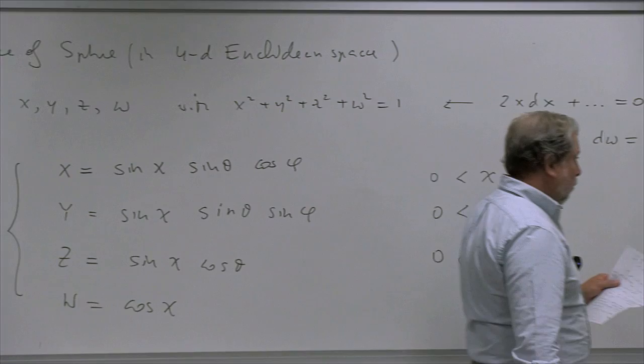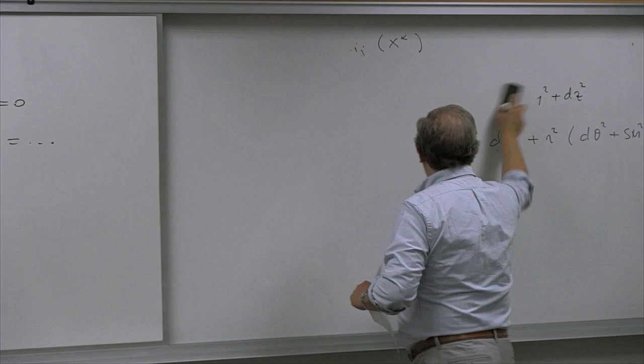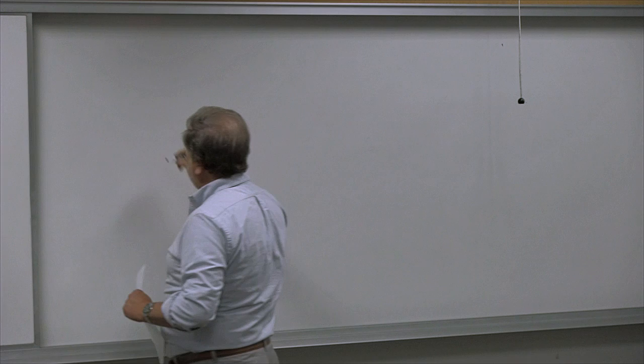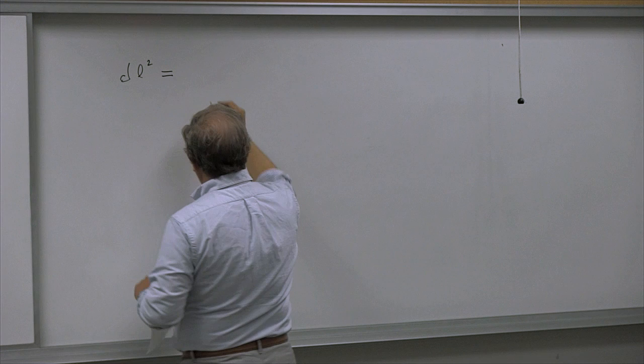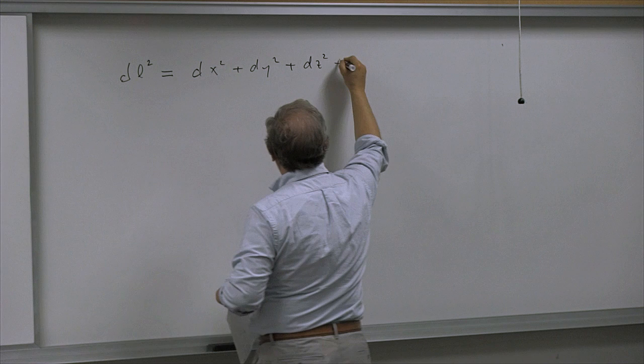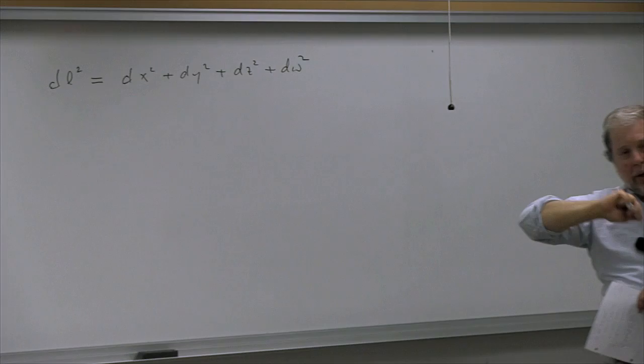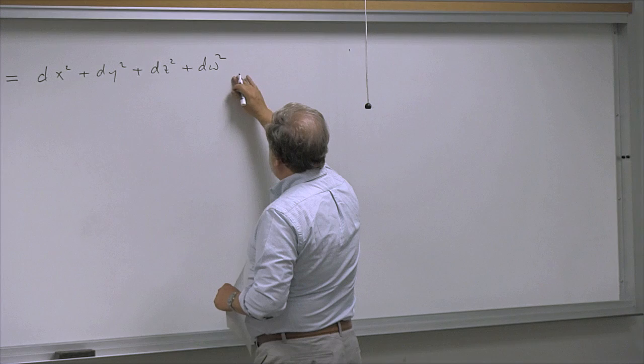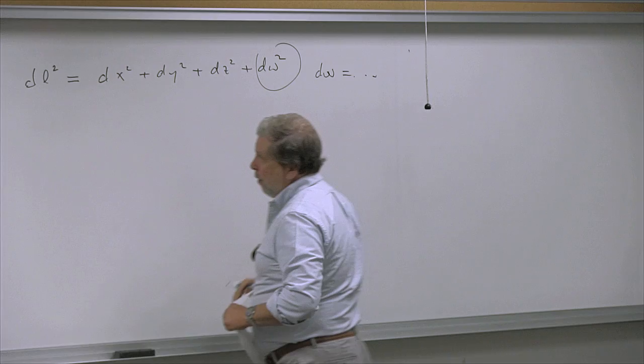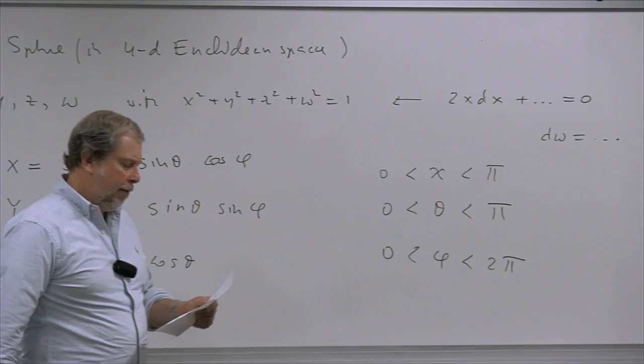Right, so now we write the distance of the line element on the surface of the sphere, right? And so that is the dL squared, which is, of course, equal to dx squared plus dy squared plus dz squared plus dw squared. Right. No question about that. That is the distance when you go along an arc on the surface of the sphere. But now we use this dw from here. So from the constraint, we can actually solve for dw.